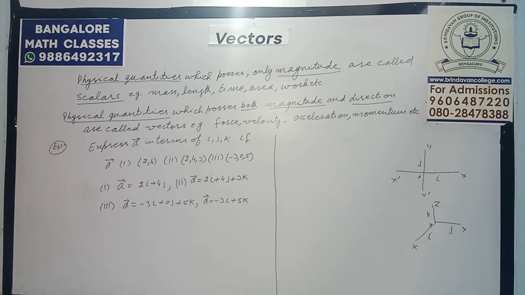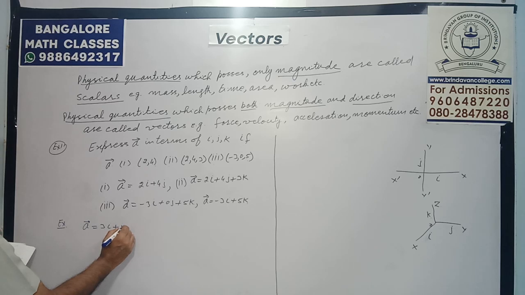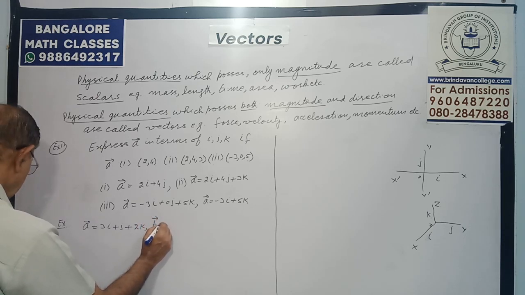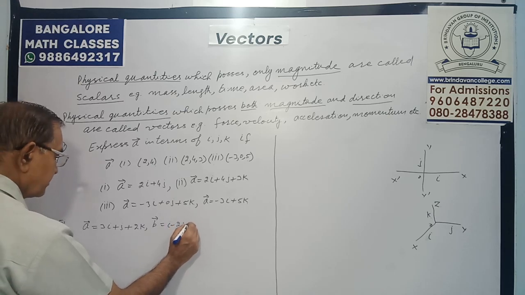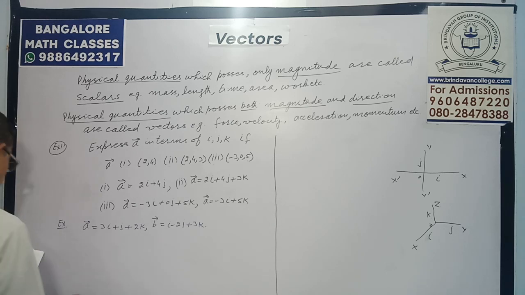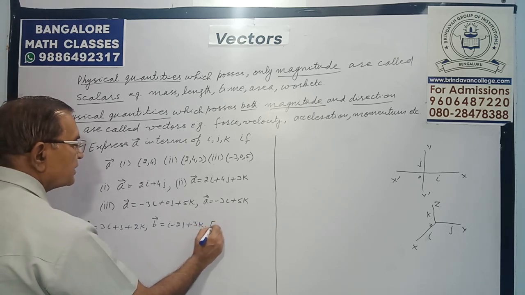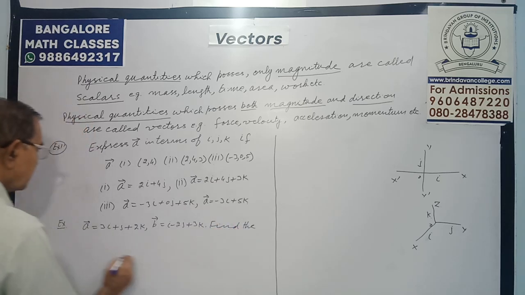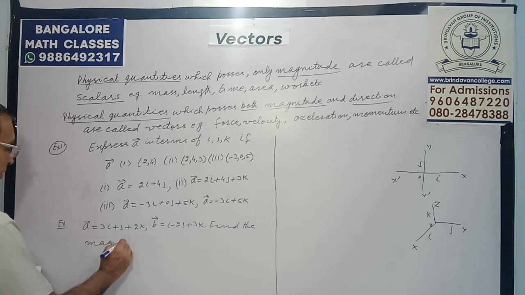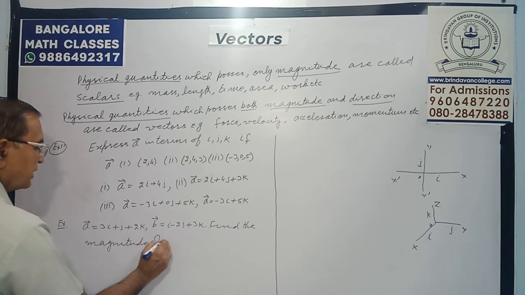Second example. Next example is: A is given to be 3i plus j plus 2k. B is given as i minus 2j plus 3k. Find the magnitude of A plus B.